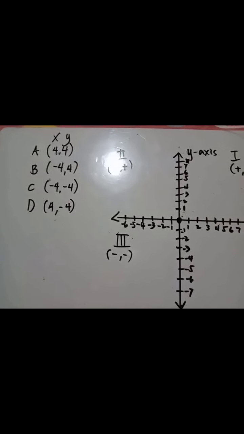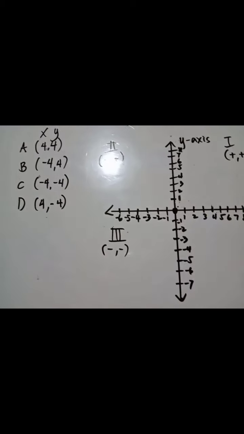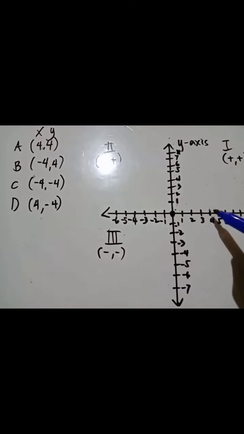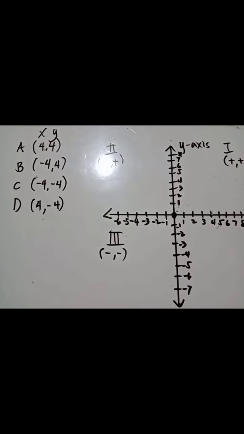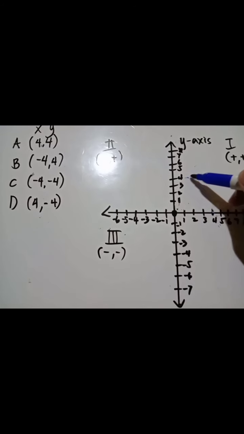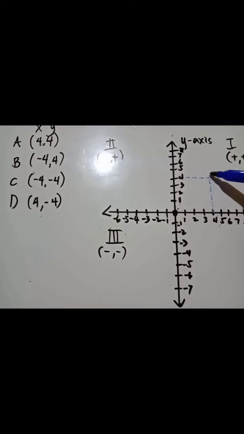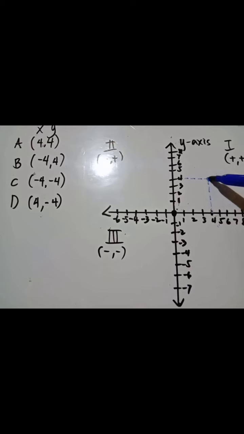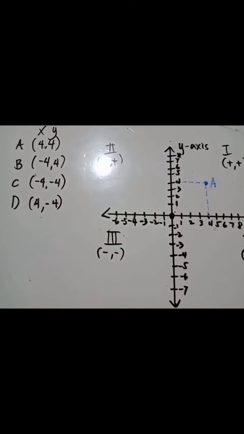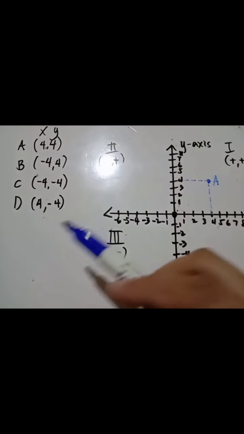So, the first one, you have x, which is 4. This is the positive 4 of the x-axis, followed by another positive 4 of the y-axis. So, we're going to look for their intersection. This is the place of their intersection, and we're going to name this A, which is located on the first quadrant.